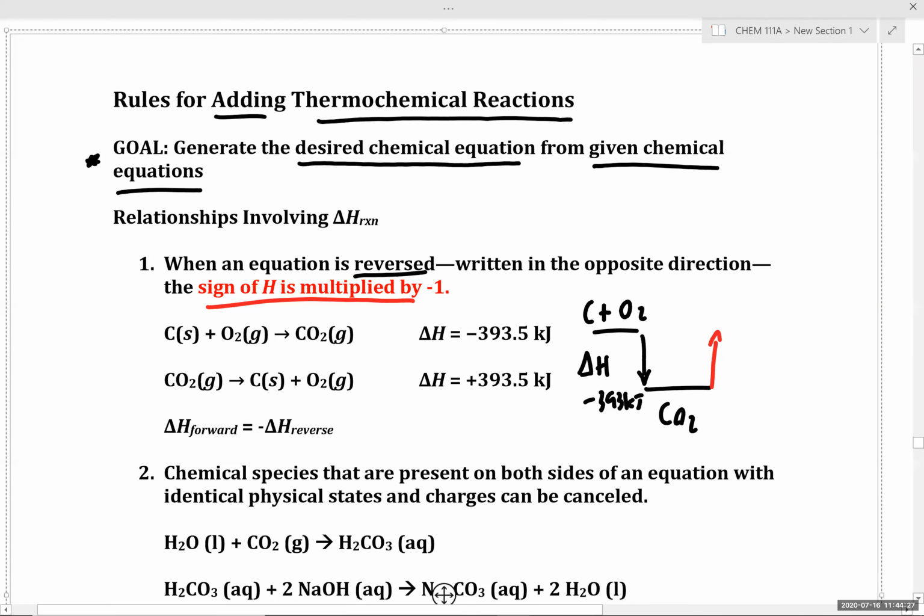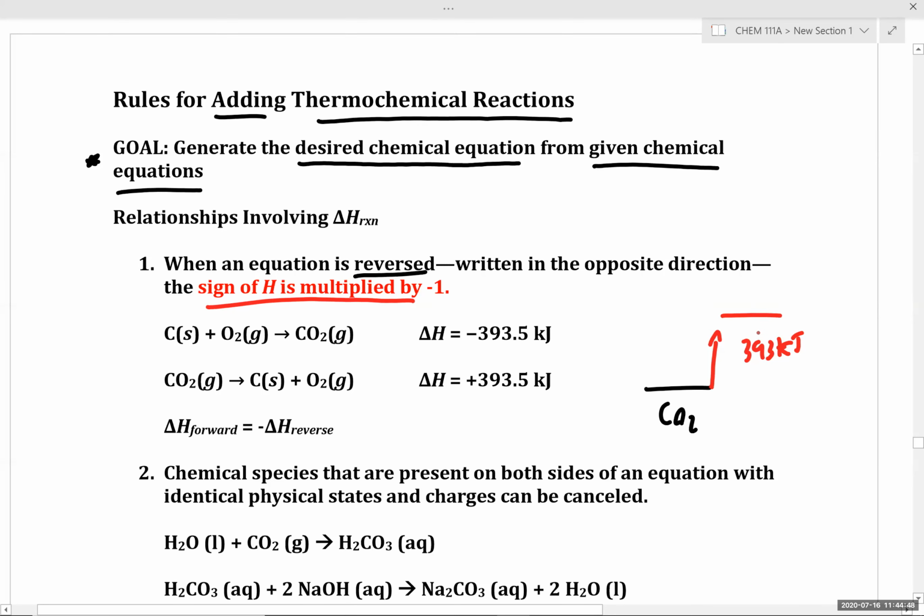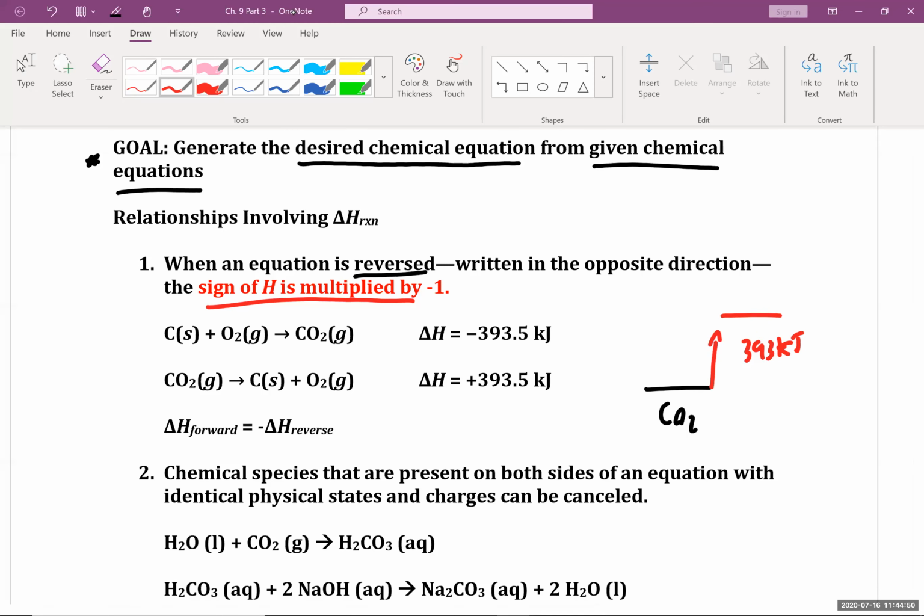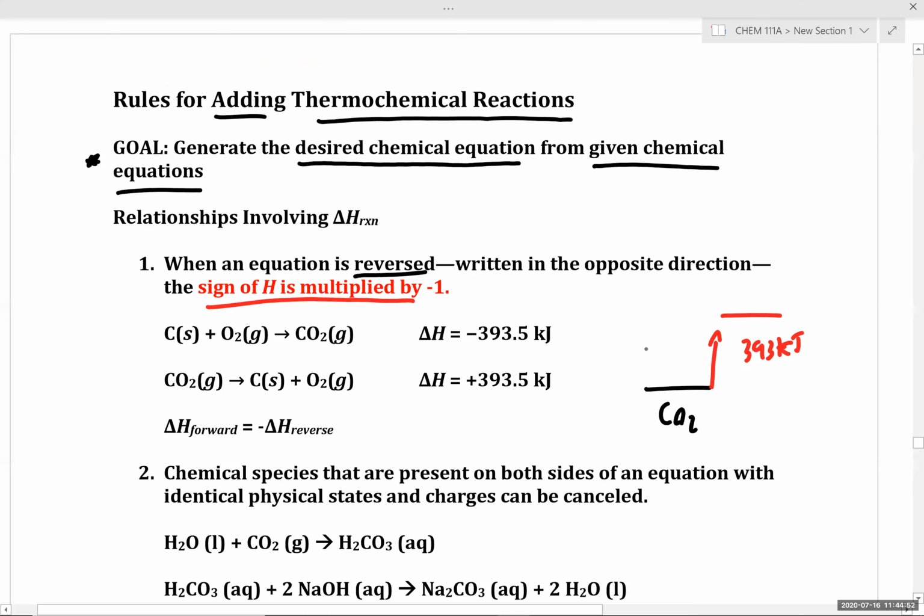Okay. If we went the exact opposite direction, from carbon dioxide to carbon plus oxygen, we know this gap is 393 kilojoules. So then if we went from this lower energy system to a higher energy state, would our enthalpy be positive or negative? Allow me one moment just to correct what's going on here.